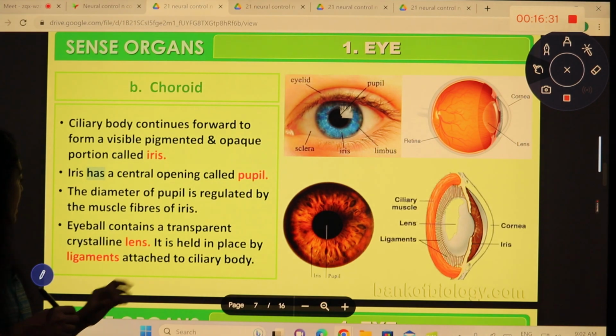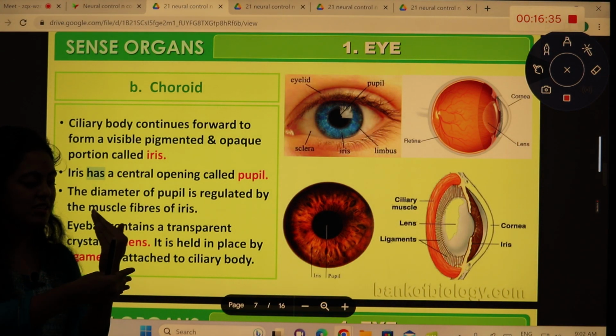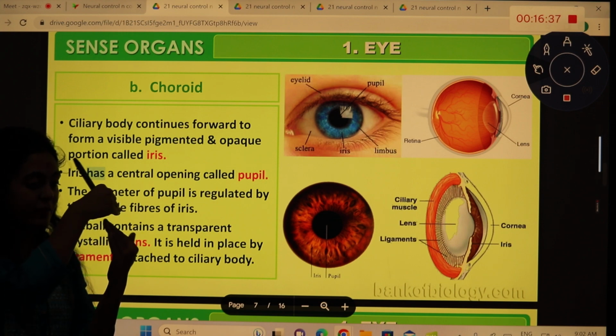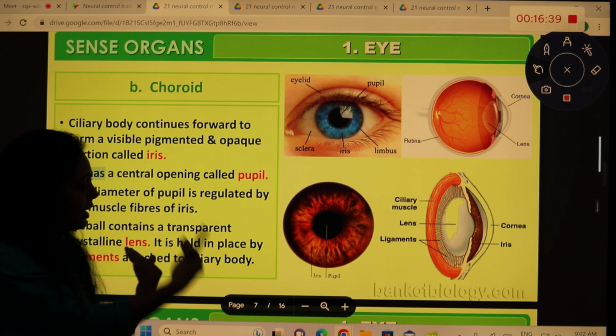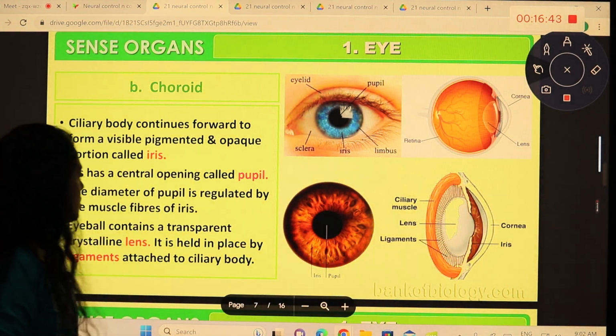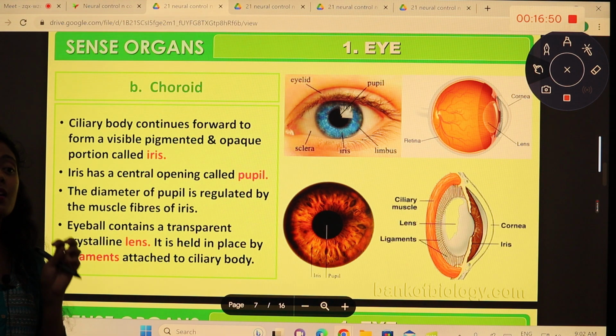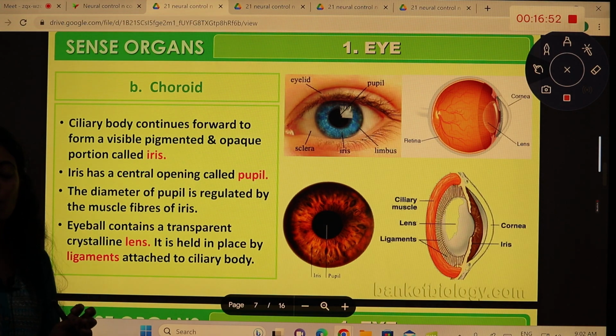So the eyeball contains a transparent crystalline lens. It goes like this. First you will have the ciliary body, okay, then in front of that you have the iris, in front of that you have a lens, okay. Understood, guys? And the movement of the lens is controlled by the pupil, okay. The pupil controls the movement of the lens, okay. So the lens will contract and relax using the pupil.